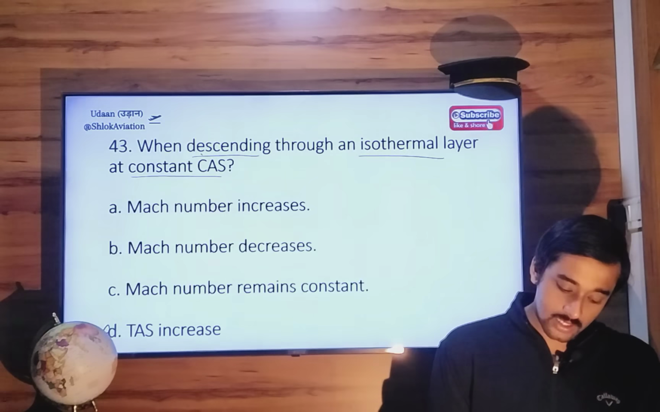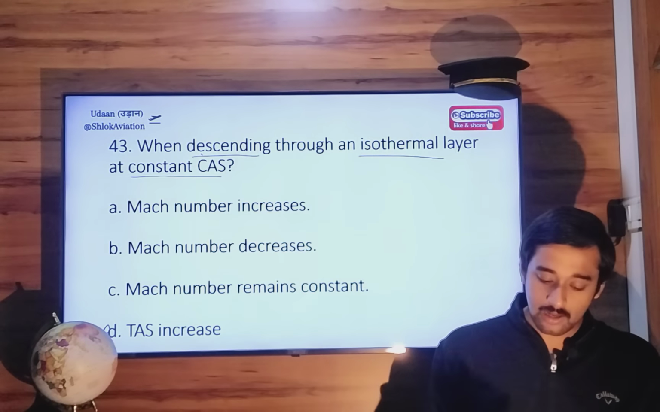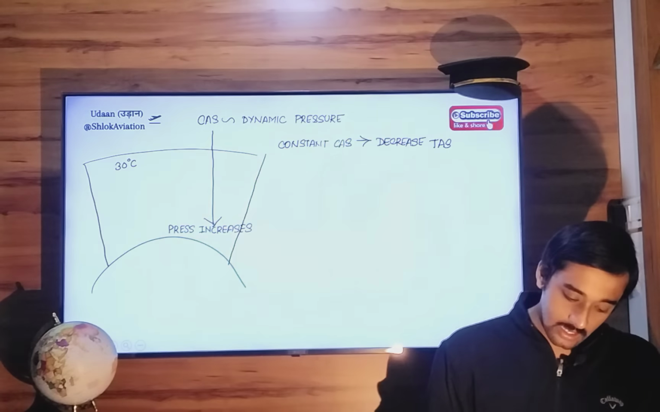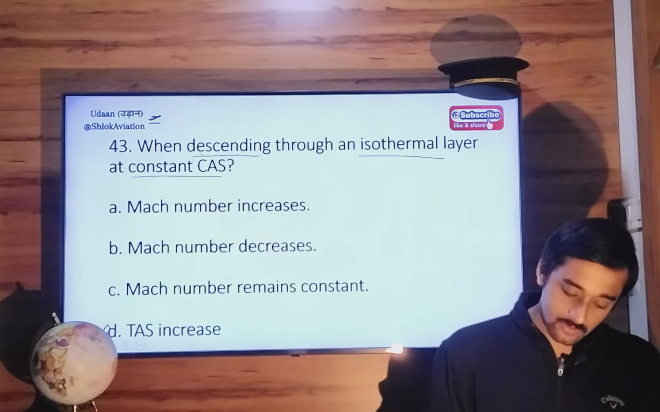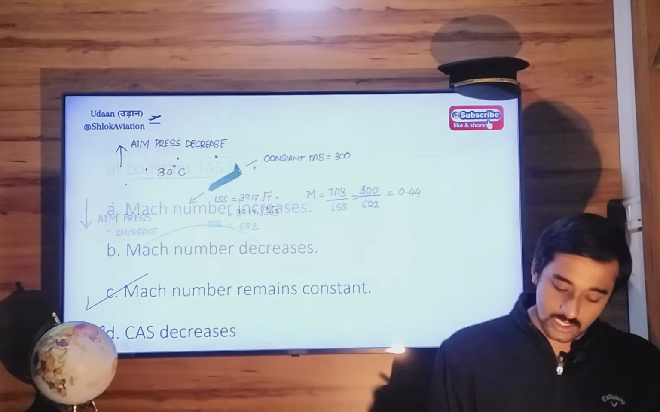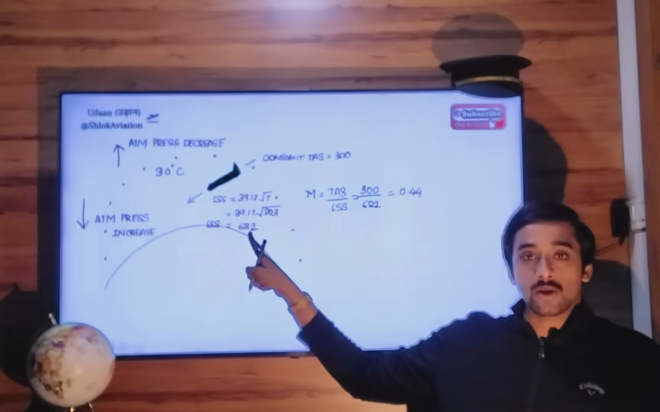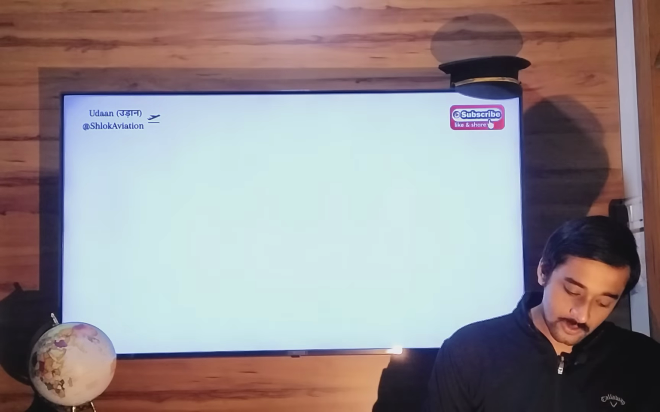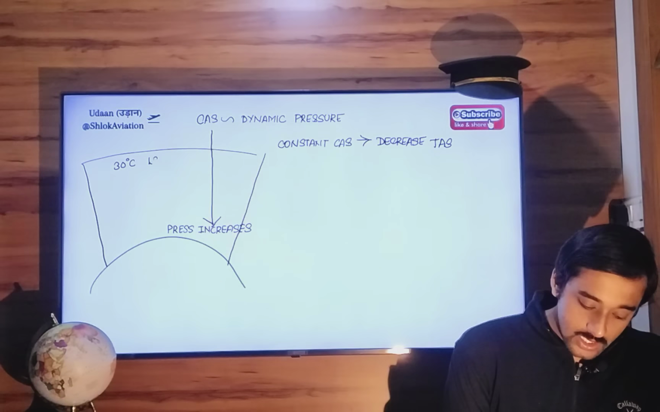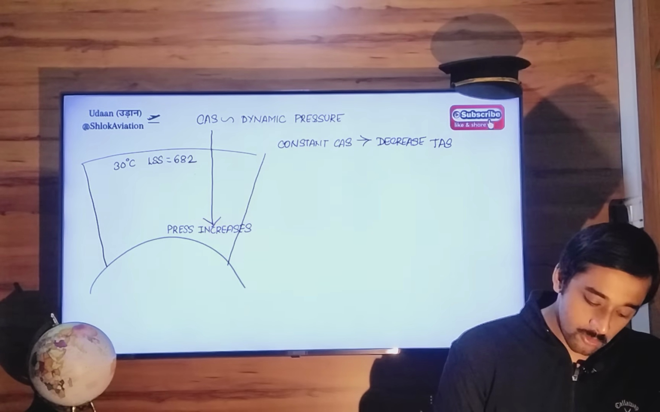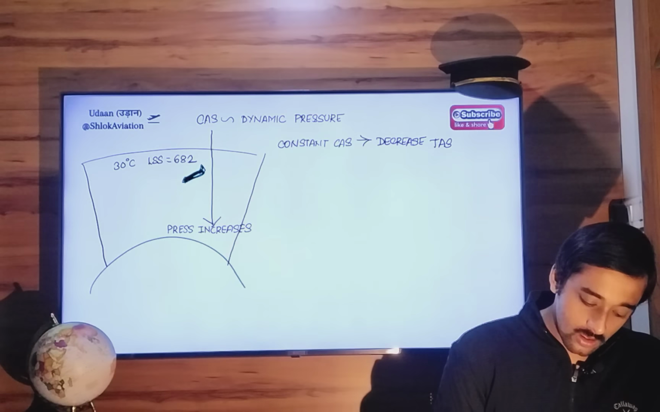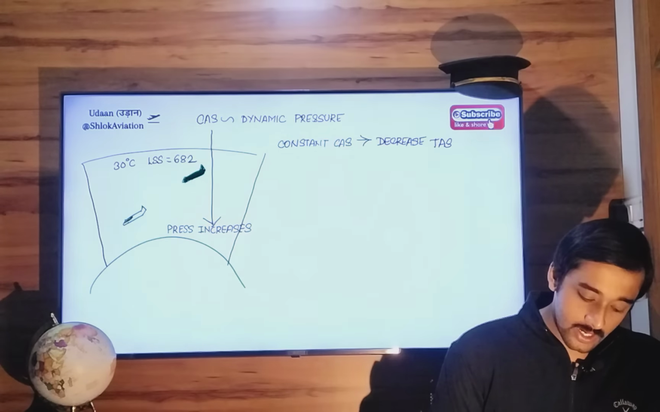Now we are left with three options for Mach number: increase, decrease, or remains constant. Local speed of sound at 30 degrees Celsius is equal to 682 knots. So let's write it down: 682 knots. Now you are descending, so let's take two positions. Position number one, and position number two, a comparatively lower altitude.